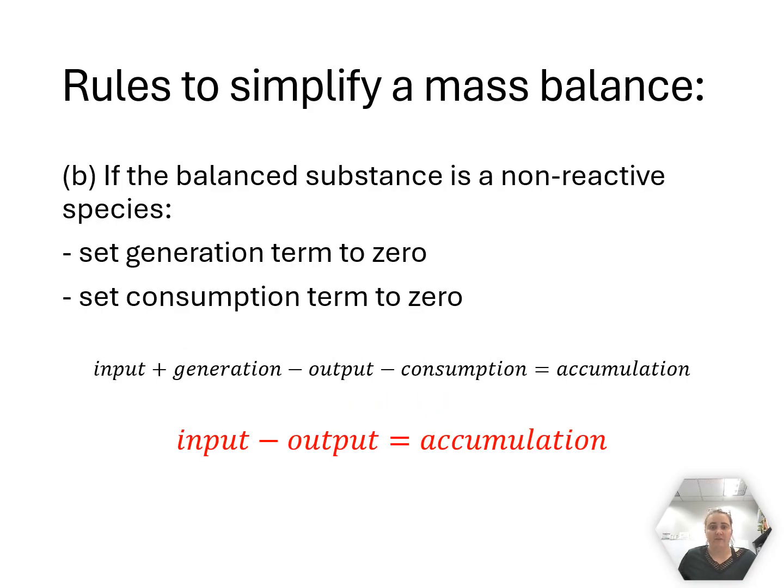Next one, if the balanced substance is what's called a non-reactive species, so it's not going under a chemical reaction. So if A is not going under chemical reaction, if B is not going under a chemical reaction, that is a non-reactive species. If that is the case, because you are not creating any more A, generation goes to 0. And because you are not consuming any extra amount of B, that means consumption also goes to 0. So we get down to the same simplified balance where we say input minus output is equal to accumulation in a system.